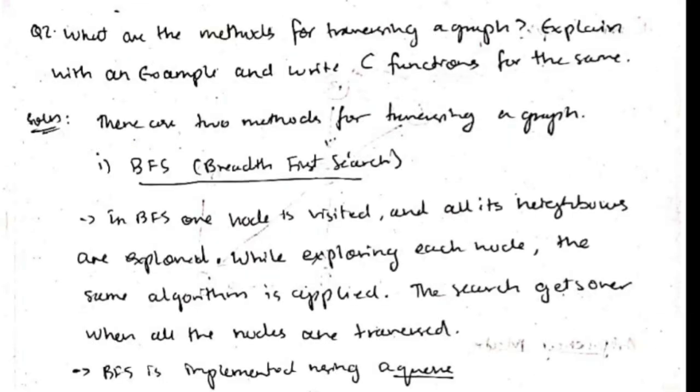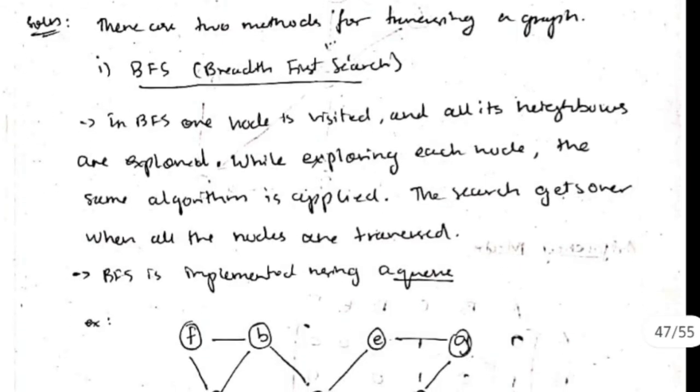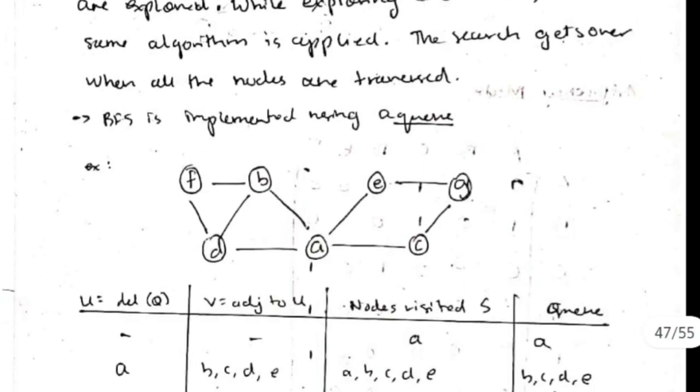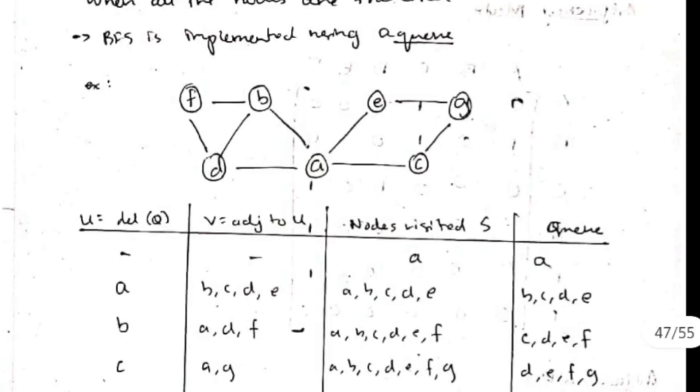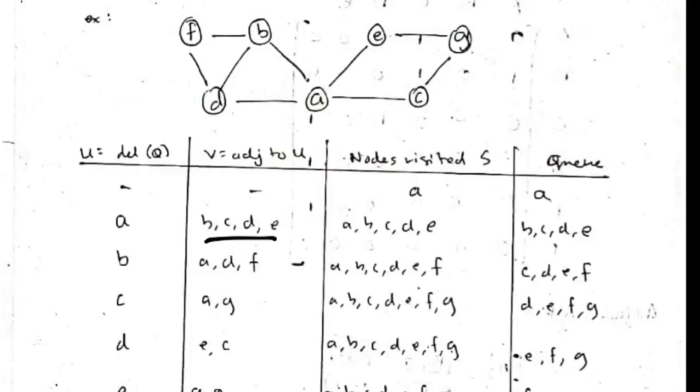In this question we have been asked to write the methods for traversing the graph, which are breadth first search and depth first search. For more information you can refer to the theory video, where I have explained in more detail. In breadth first search, first we will explore one node, suppose we start from A, we will go to E, C, B and D, the adjacent nodes, and we will visit all those nodes, and after visiting each node we will travel the neighbors of that node, like for C the neighbors are G and A, and for B the neighbors are F and D.